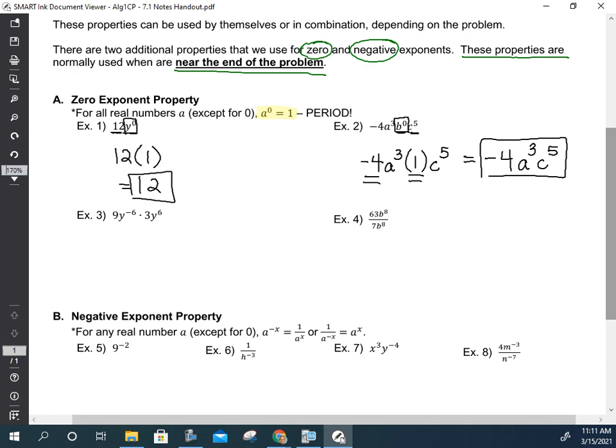All right, example 3. So 9y to the -6 times 3y to the 6. So Shakaya probably remembers when I said that you can't have 2 of the same variable in the problem. We can't have 2 of the same variable in this problem. So what do I have to do with those exponents? This is one of the properties we did last week. We're multiplying with the same base. What do you do with those exponents?